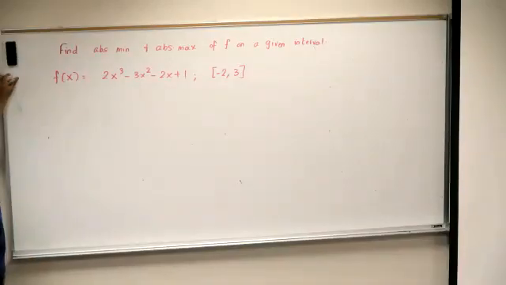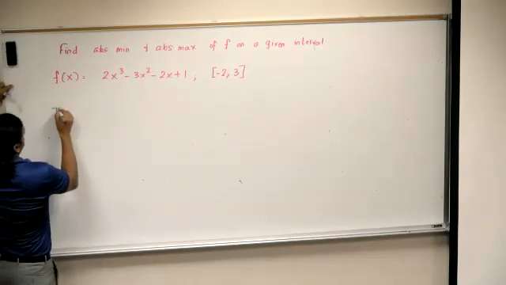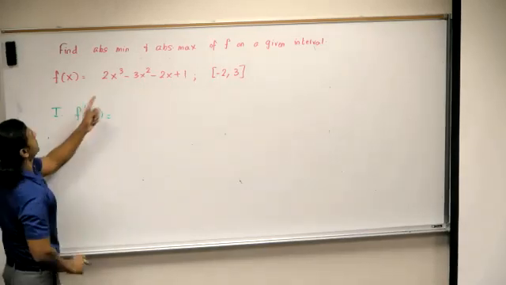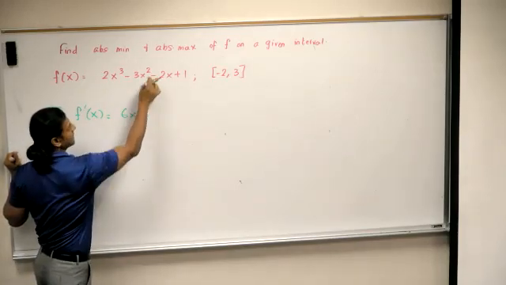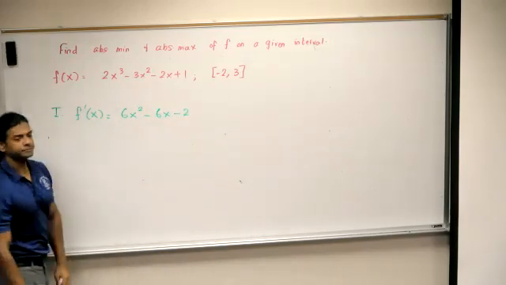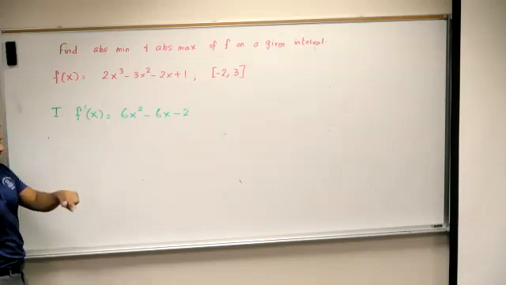The first step is to find the derivative. So we are going to find the derivative. Could that be 6x squared minus 6x minus 2? Yes.